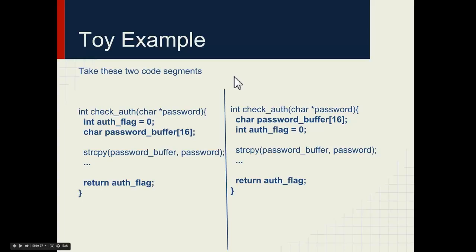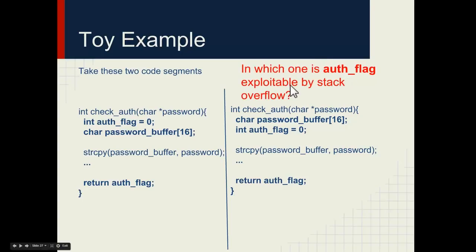Here's just a toy example. We're going to take these two code segments, and we want to know in which one is auth flag exploitable by stack overflow. In each one, it declares auth flag, declares the password buffer, does a strcpy, and then returns the auth flag. How can we get it to return whatever we want for the auth flag? And we're not talking about putting shellcode in here. We just want to overflow auth flag by one byte and set it to whatever we want.